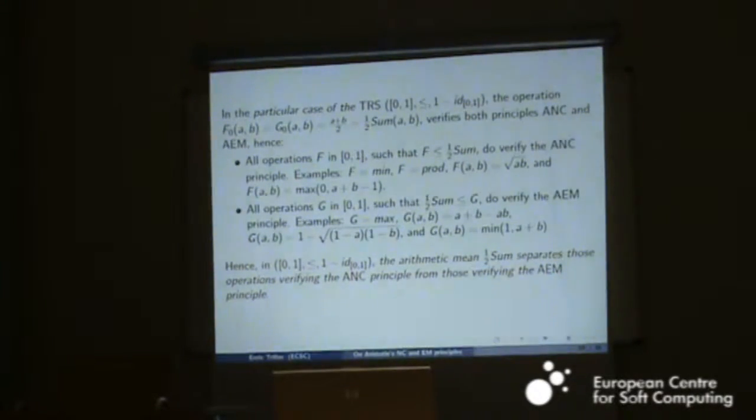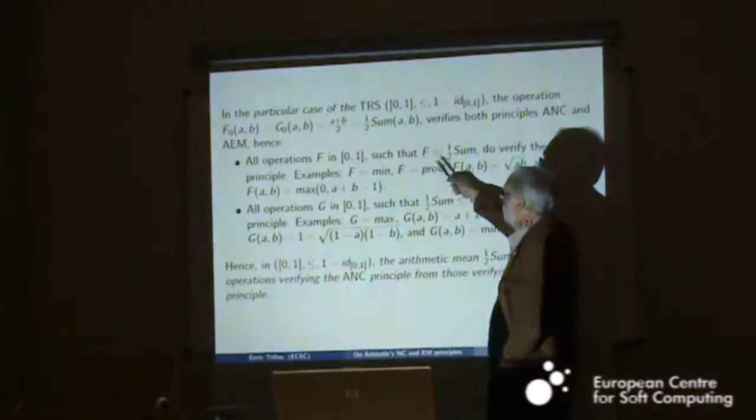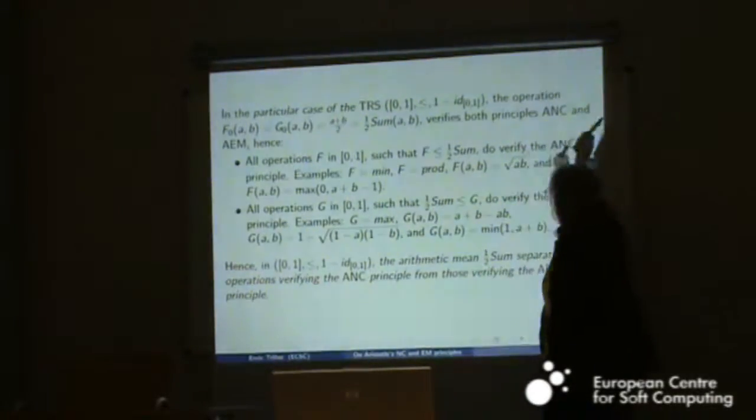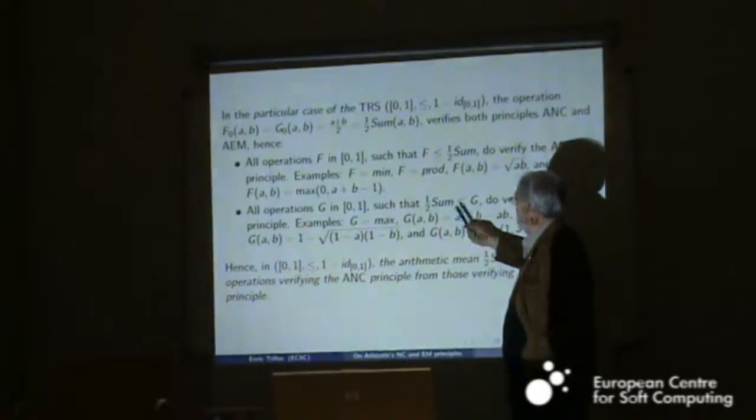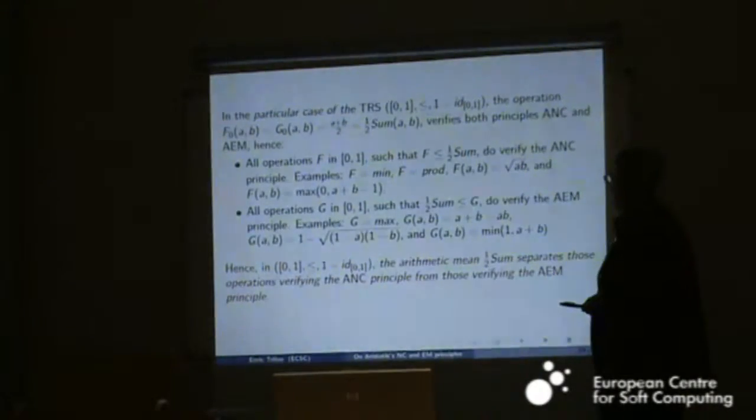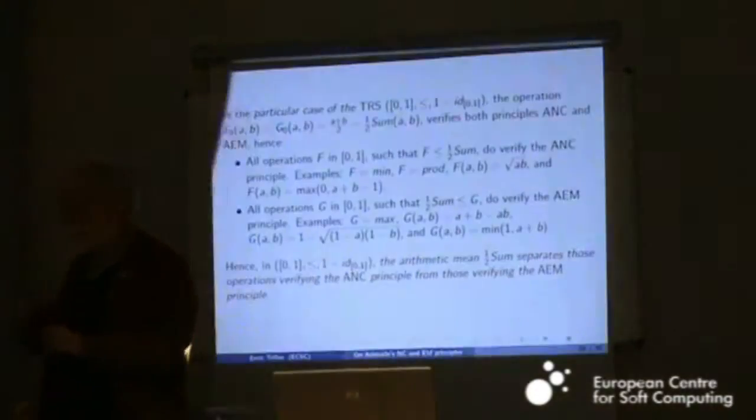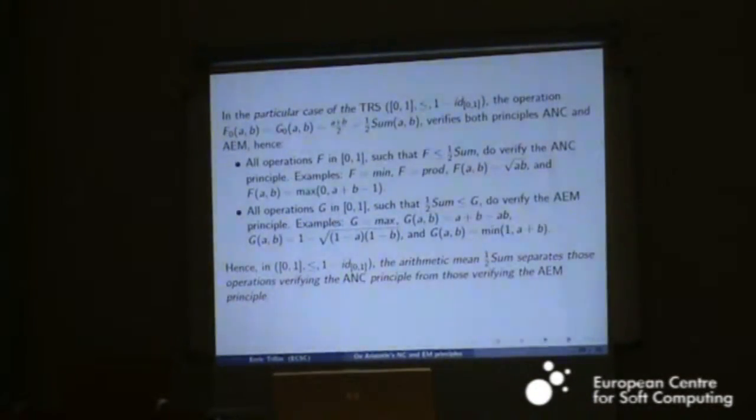This is very easy. Of course, operations verifying that include all t-norms, but also other functions like that. Verifying that, of course, all t-norms, and that. Then look at this case: in the case before, it was phi minus 1 or 1/2 that separated those verifying non-contradiction from those verifying excluded middle. Now, without type 1, type 2, it is the arithmetic mean, the operation that separates those verifying non-contradiction from those verifying the excluded middle principle. Okay.